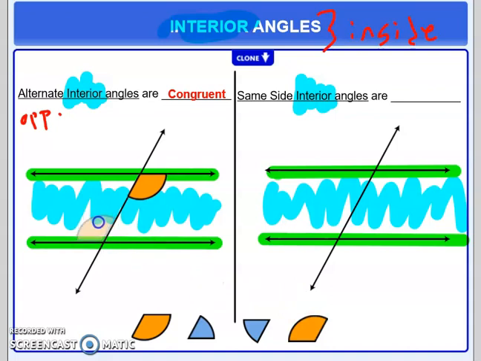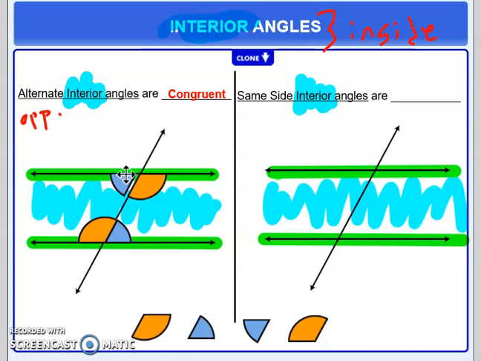Notice how this is going to be opposite interior or alternate interior, but that was just with the orange. I could also do it with the blue. The blue would go there, and its opposite interior or alternate interior would be right in there. Notice how these four angles are all inside my parallel lines.